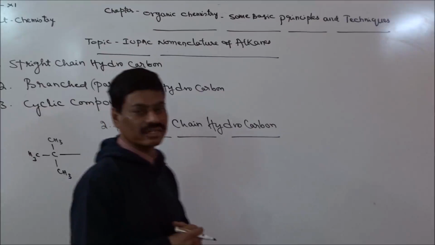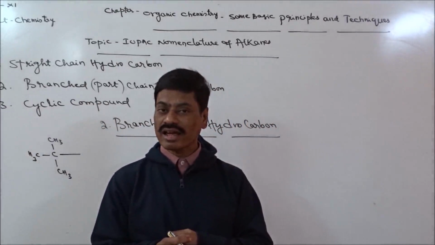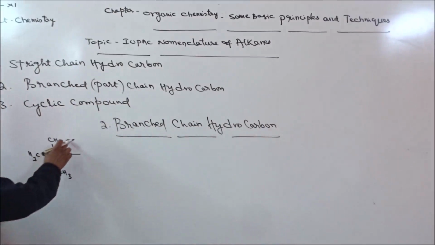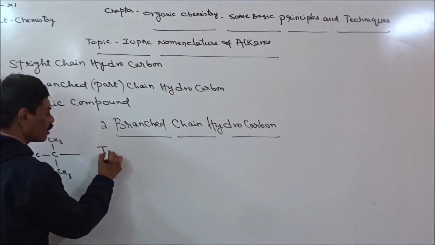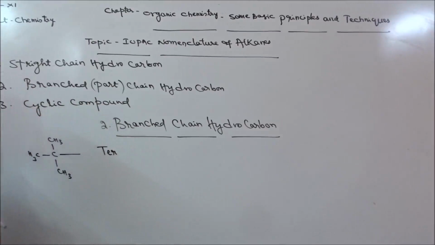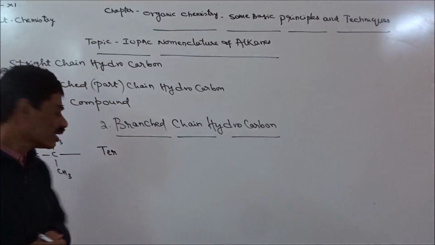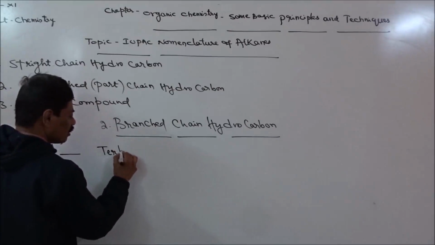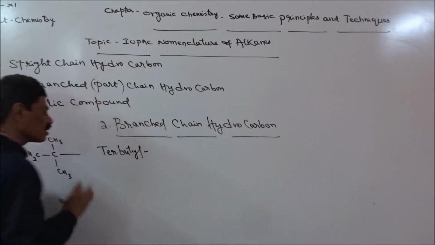T-E-R. Ter means 3. Tris, T-R-I-S, tri, all this means 3. So here we have three alkyl groups connected to a single carbon atom. So this is tertiary, which can be abbreviated as tert, T-E-R-T. Tertiary. And altogether we have 4 carbon atoms. So butyl. Tertiary butyl. This is one alkyl group.